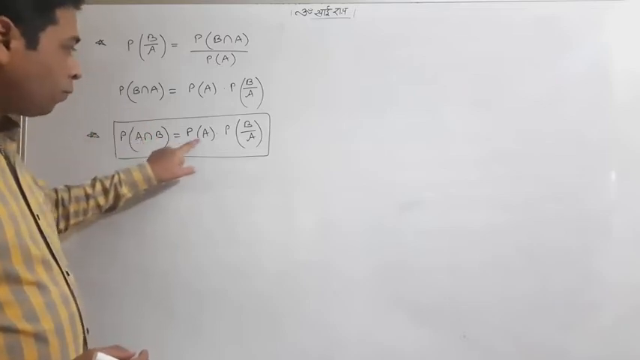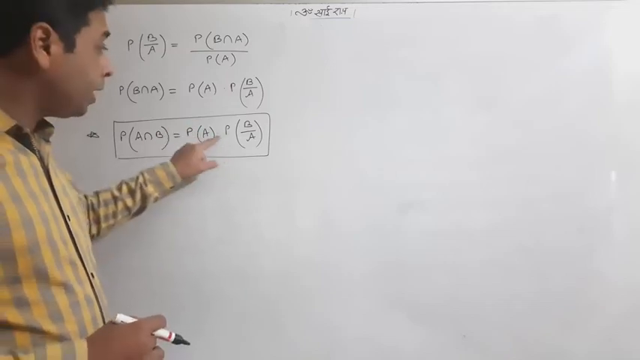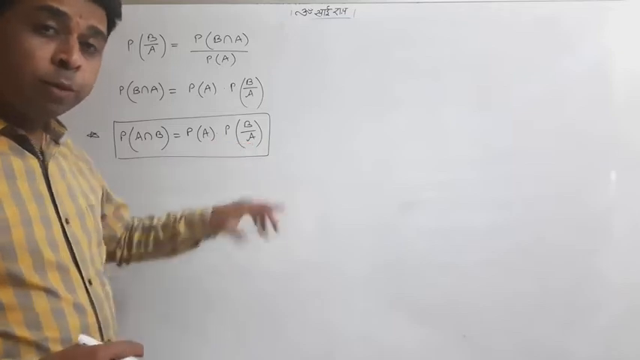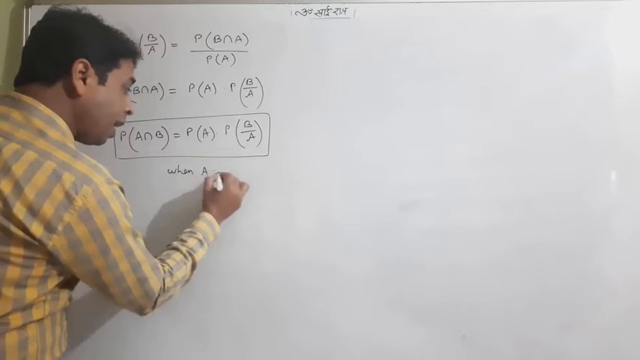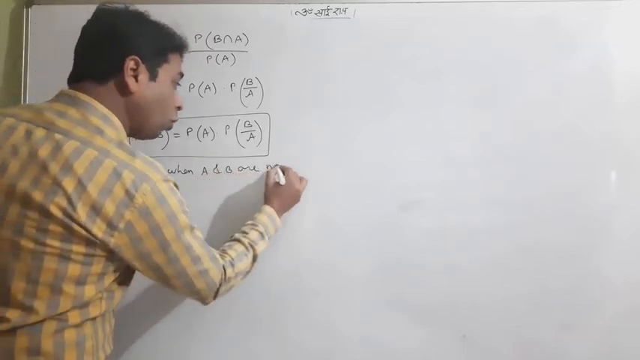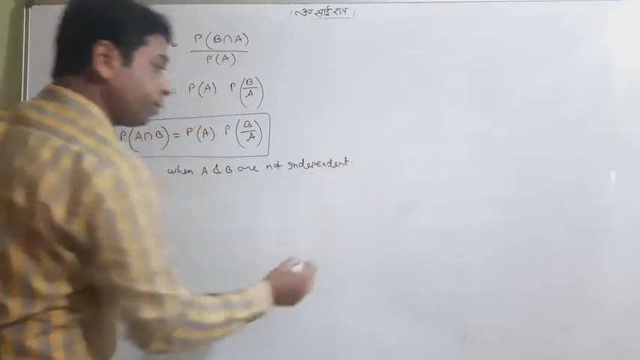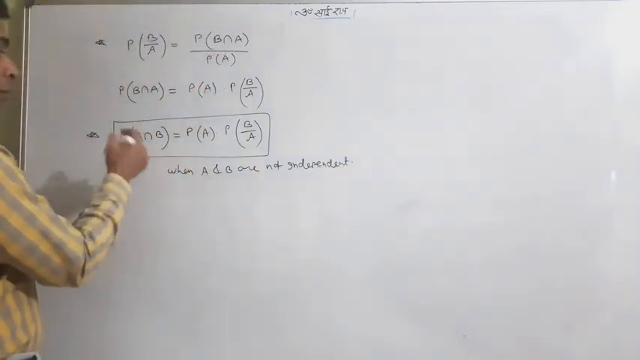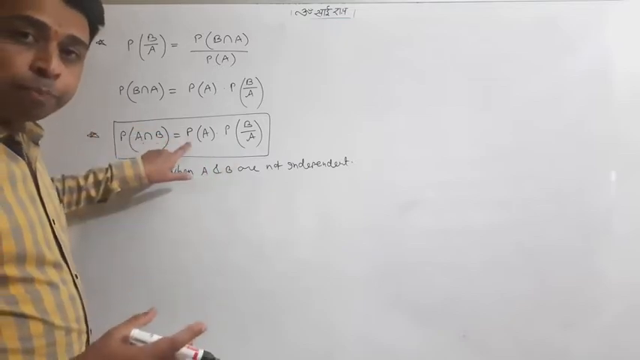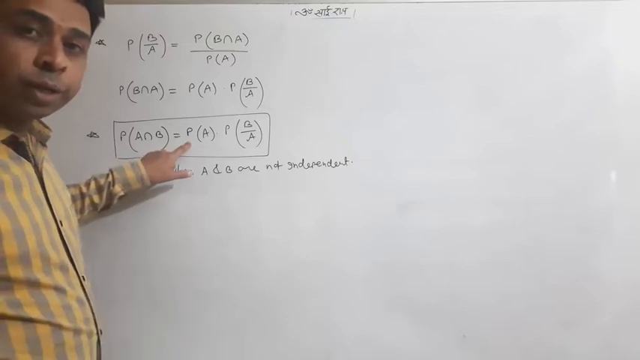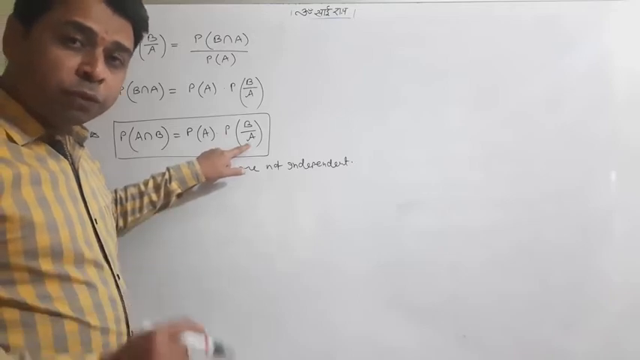And this means P of A into, this formula we got actually, P of A into P of B upon A. Now you have to understand that here A and B are not independent, a very important thing. Why I am writing this, I tell you. What is the meaning of P of A intersection B? A and B. And the formula is P of A, meaning probability of occurrence of A, then P of B upon A. Don't get confused about that.